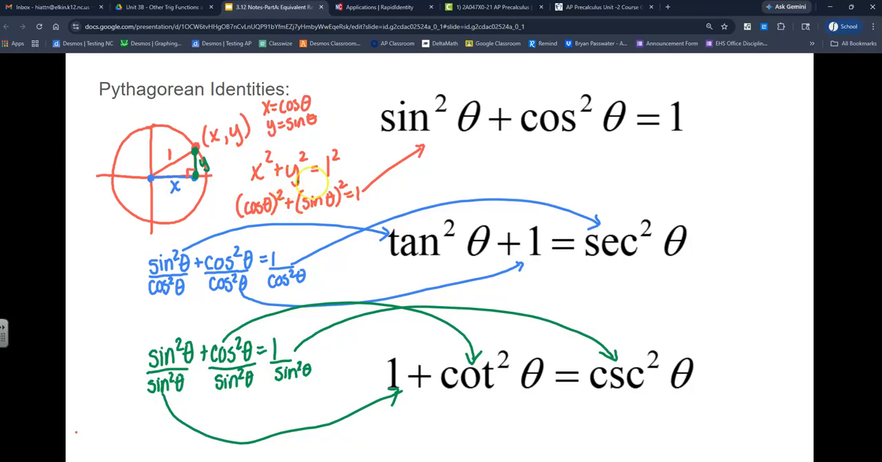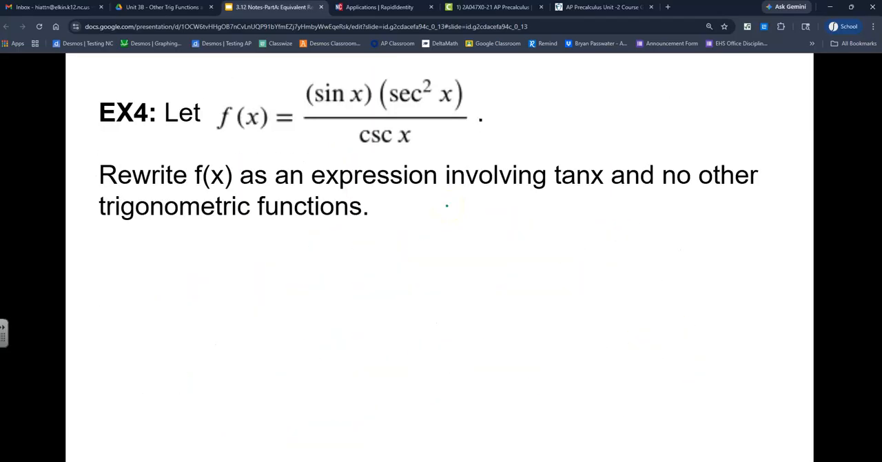All right. So we'll have to have those memorized, and those are the things that we're using. Let's keep going. We've got f of x equals sine x secant squared x over cosecant x. We have to rewrite this as an expression involving tangent and no other trig functions. Do you guys see tangent anywhere in that? No tangents. And we're supposed to make a tangent appear, and we are supposed to get rid of all the other functions, right?